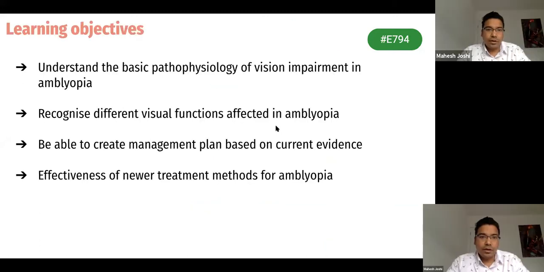In terms of today's lecture, we'll be going through some basic pathophysiology of amblyopia and commonly affected visual functions in amblyopia. Our main focus will be on management based on the current evidence. I'll also be talking about some newer treatments that are being used for amblyopia, mostly in the research field.